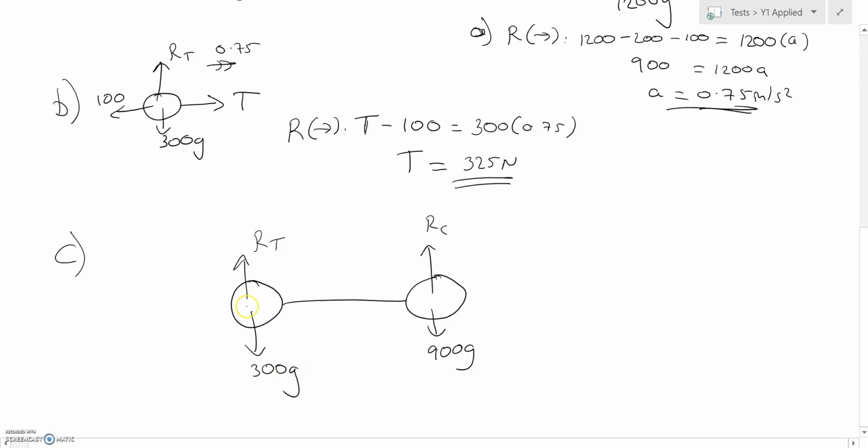And they said that the resistances have remained the same, so that's still 100 here, and that's still 200 going here. And there's no forward force, right? So there was a brake applied, and so there's going to be an F going to the left, which is slowing the whole thing down. And then it also said there was a thrust in the tow bar.